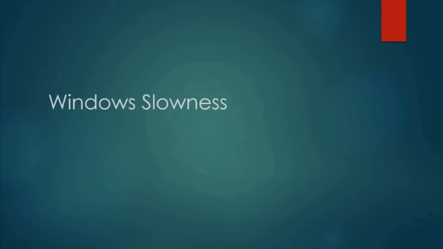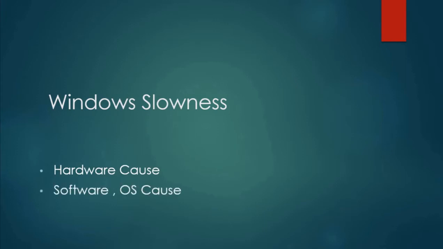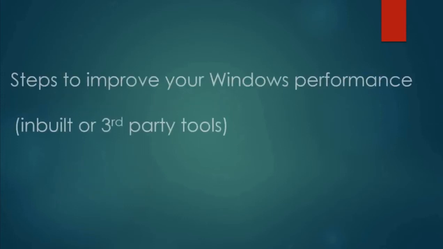Today we will discuss the Windows system slowness issue and how to resolve it. Mainly there are two reasons for Windows system slowness. First is hardware issue and second one is software issue. To resolve these issues, I will show you some simple and advanced level steps to improve your system performance. We will use inbuilt features of Windows and some third-party tools.